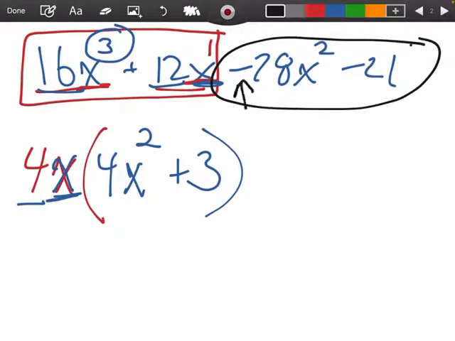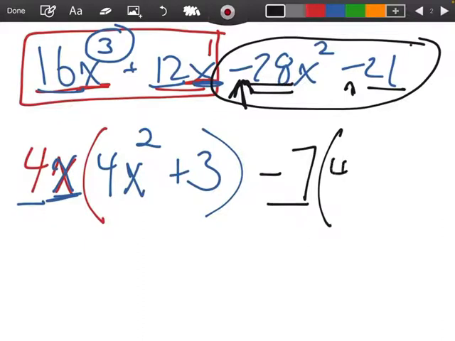Anytime that piece right there is negative, doesn't matter about this one here, but anytime this one here is negative, whatever number I'm thinking about taking out, it's going to be a negative number. So when I think about 28 and 21, 7 is the number that comes to mind, but because that's a negative, I'm going to take a negative 7 out, okay? So now, remember what I'm doing. Negative 28 divided by a negative 7 gives me a positive 4. I still have an x squared. Negative 21 divided by a negative 7 gives me a positive 3.